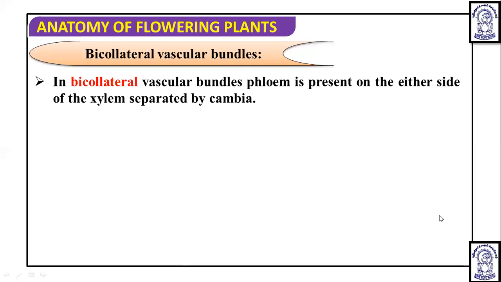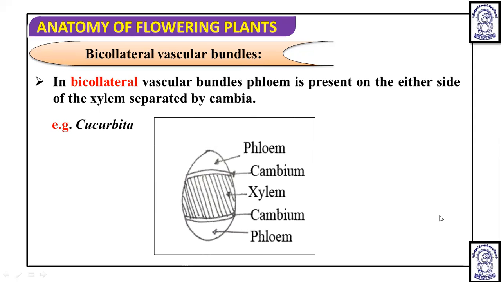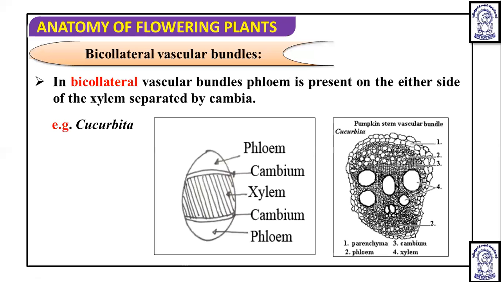Phloem is present on the outer side of xylem as well as on the inner side of the xylem. This type of bicollateral vascular bundle can be seen in Cucurbita. You can see here that phloem is present on the outer side, phloem is present on the inner side, the xylem is present in between, and the cambium is present between both these two. So this is known as bicollateral.